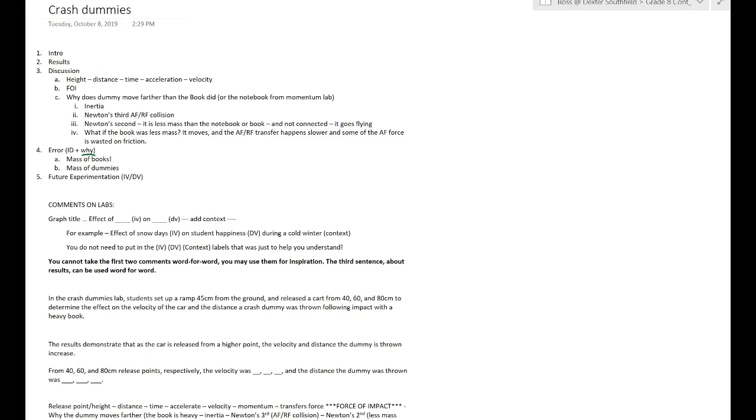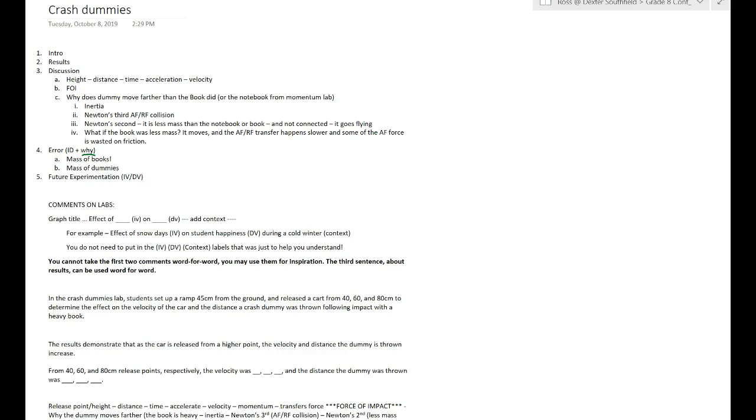So as a reminder, the Crash Dummies lab was the one in which we set up the ramp and released the cart from 3 different release heights. And as we were releasing that, we measured the velocity of the cart again, and then also measured how far a crash dummy was thrown following an impact with a heavy book. So this takes the velocity lab and then goes one step further with the momentum lab.